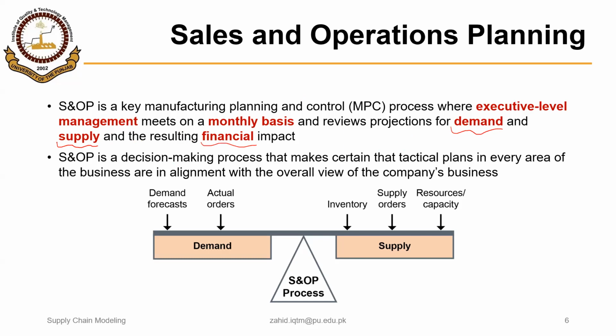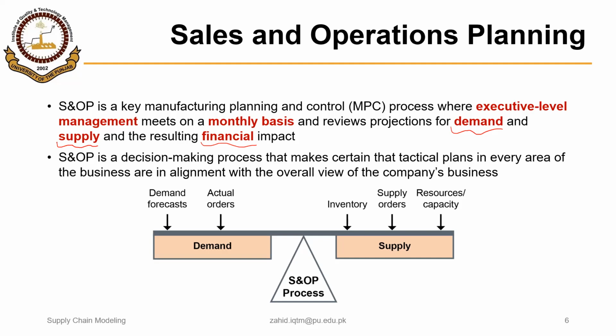So S&OP is a decision-making process that makes certain that tactical plans in every area of the business are in alignment with the overall view of the company's business. So there are different conflicts in the organization. And if those are not resolved before making the plan, then the plan cannot be executed. For example, the sales department wants to maximize the level of service. And for that, it requires inventory. But inventory is seen as an investment by the finance department. And in order to provide the inventory, the production department has certain limitations. It has a certain capacity.